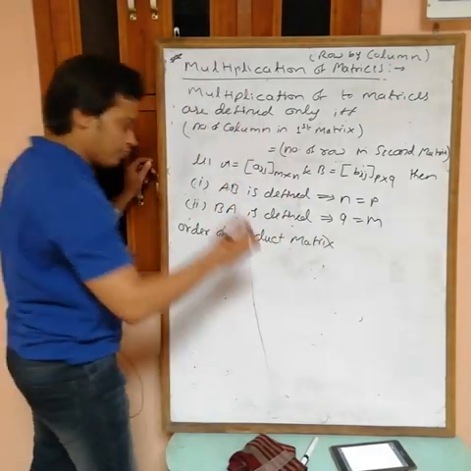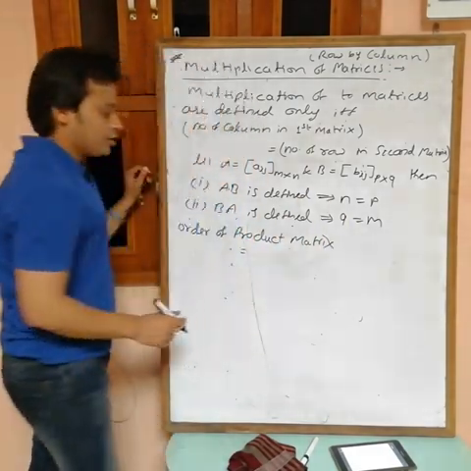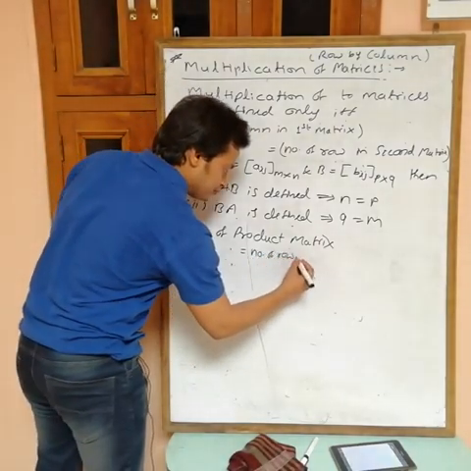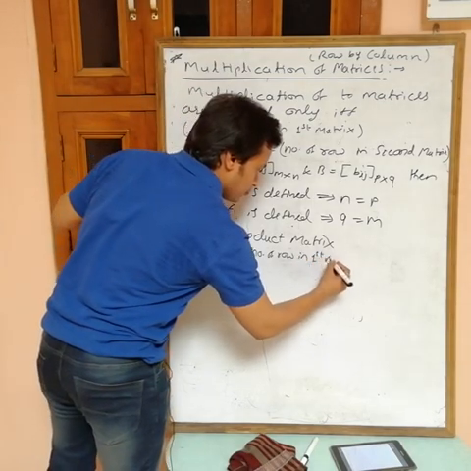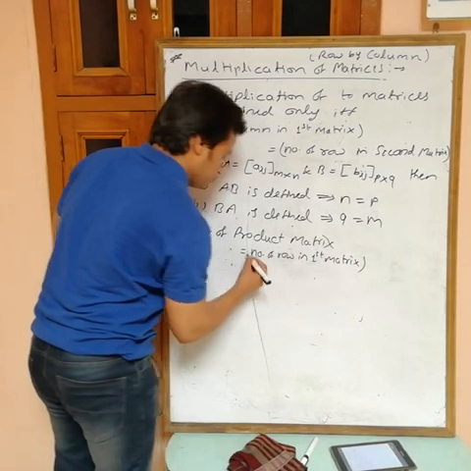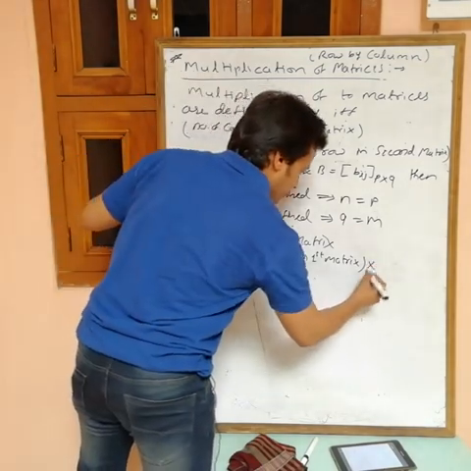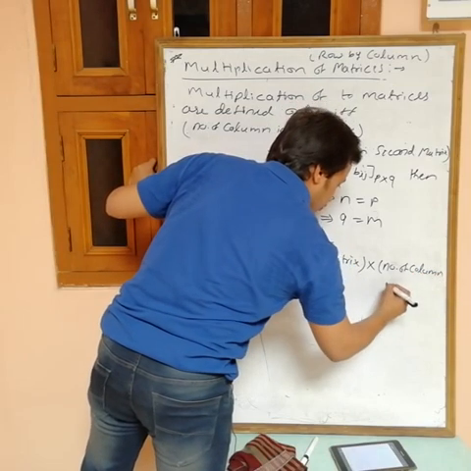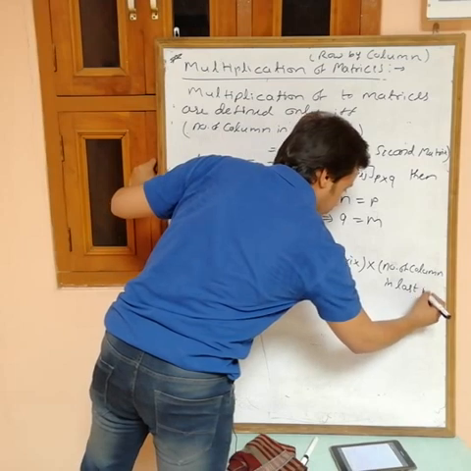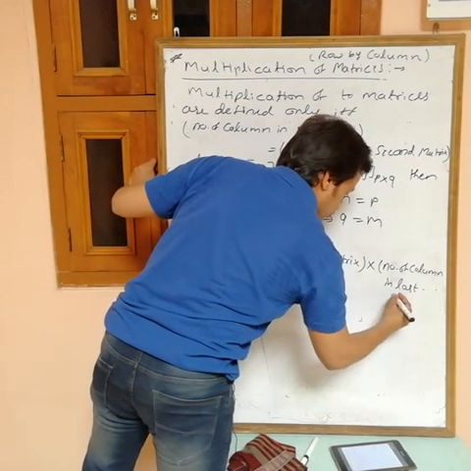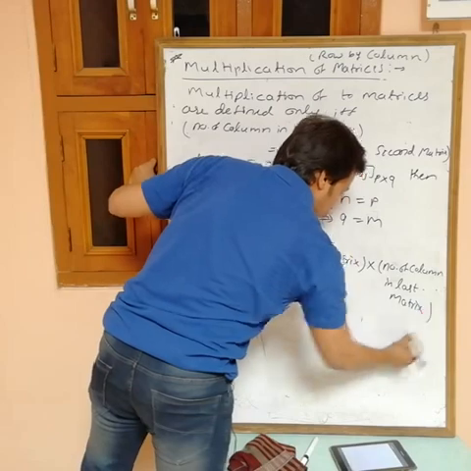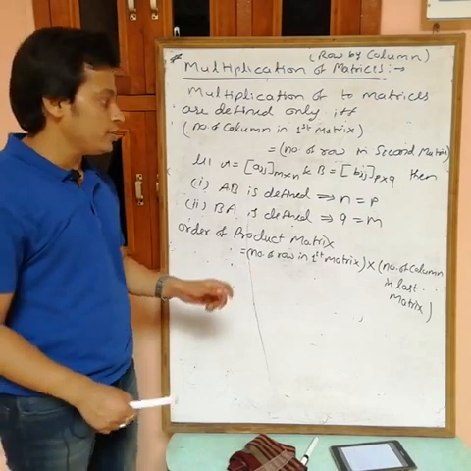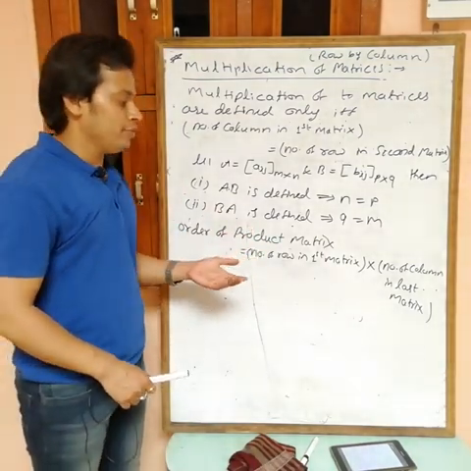What is the order of the product matrix? The order of the product matrix is always given as the number of rows in the first matrix by the number of columns in the last matrix. Okay, the order of the product matrix is the number of rows in the first matrix by the number of columns in the last matrix.